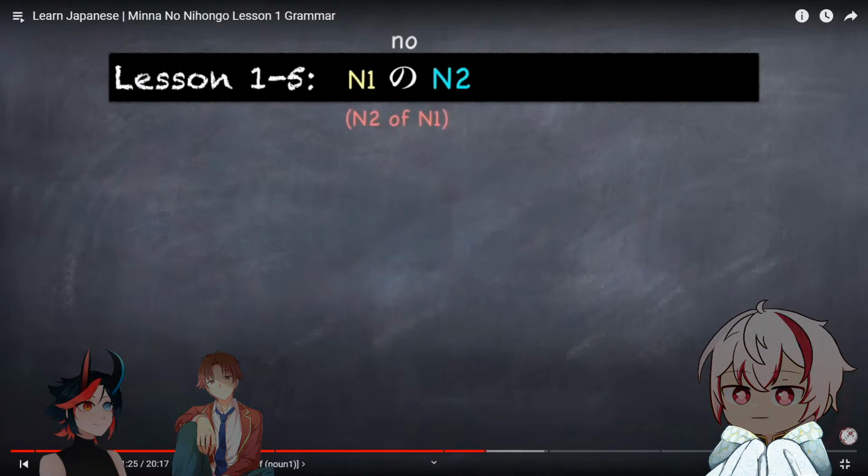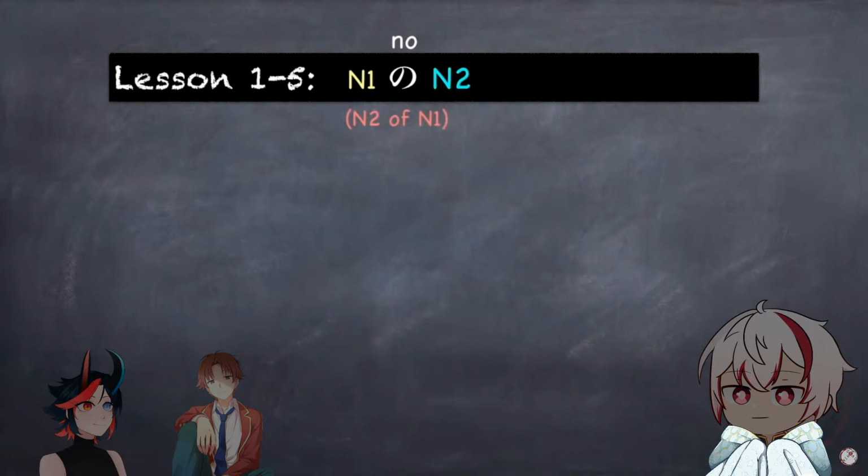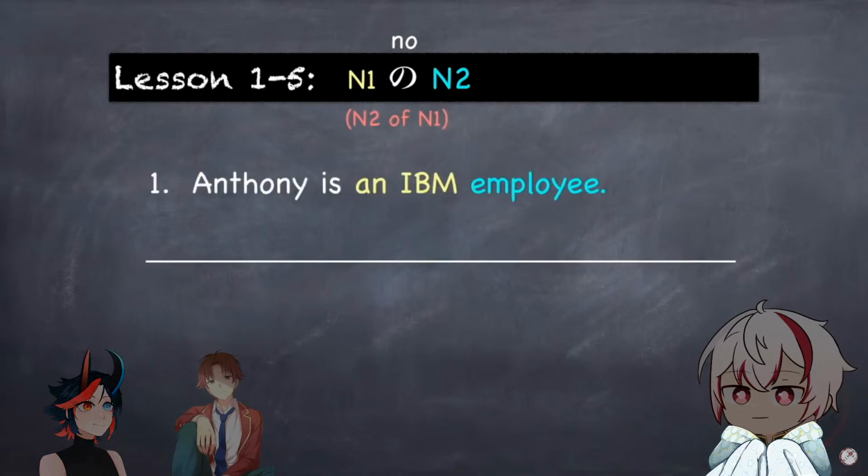Our next grammar point is N1 no N2. So this grammar pattern has many uses. So we'll focus on this one, N2 of N1. So let's look at this example. Anthony is an IBM employee. So IBM is N1, employee is N2.